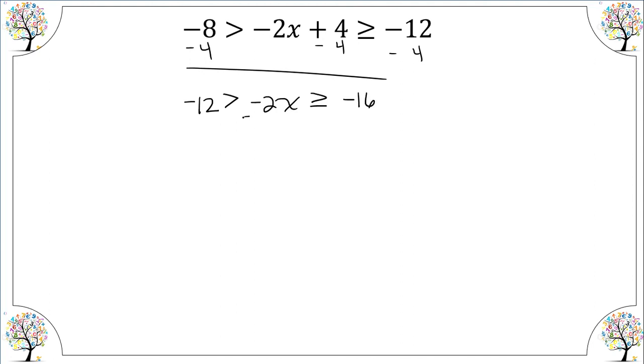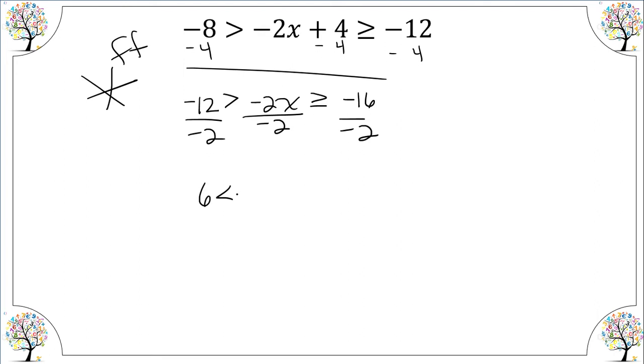We're going to undo multiplication by dividing. Now, look, we are dividing by a negative. We have to flip-flop both inequalities. So this gives us 6 is less than x is less than or equal to 8.